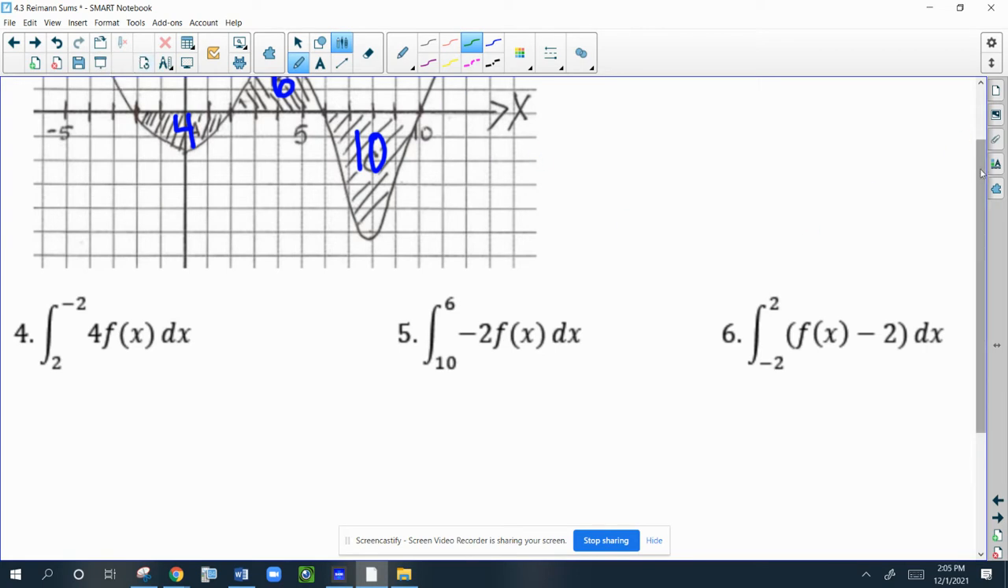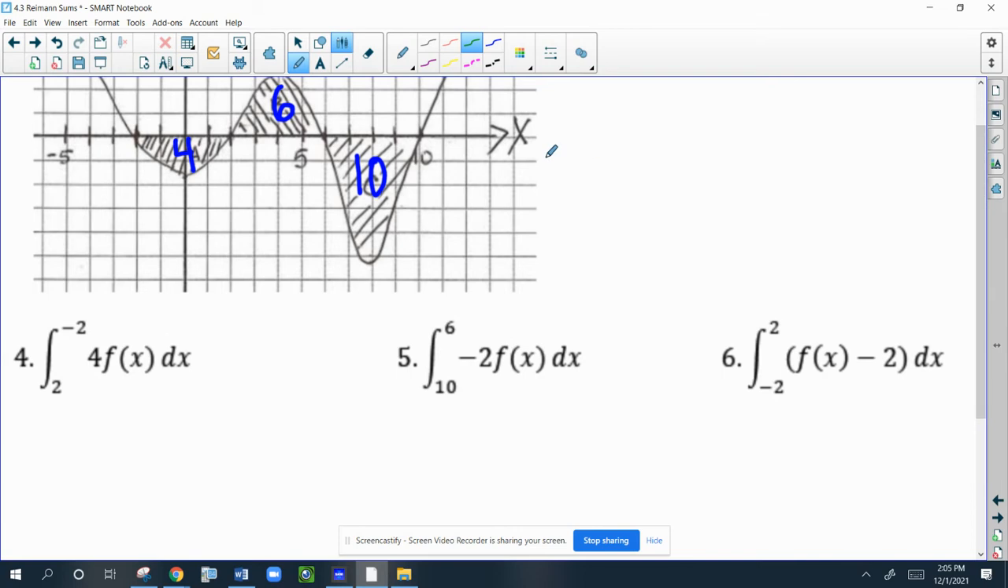For number 5, once you look at that, you notice that the limits are kind of in reverse order, and you have a negative out there. I'm going to just flip the limits and negate the integral, which would make this negative positive, and also factor out the 2. So I'm going to do that all at once.